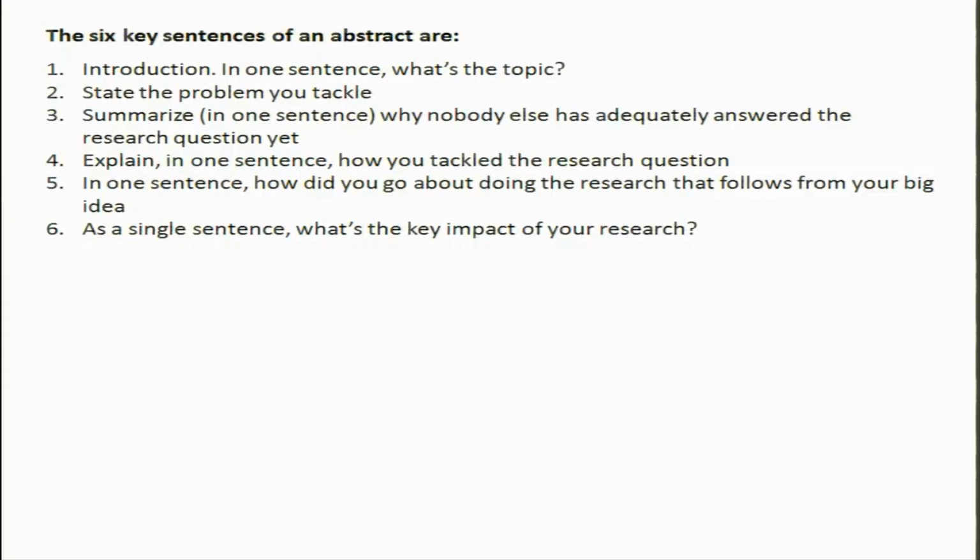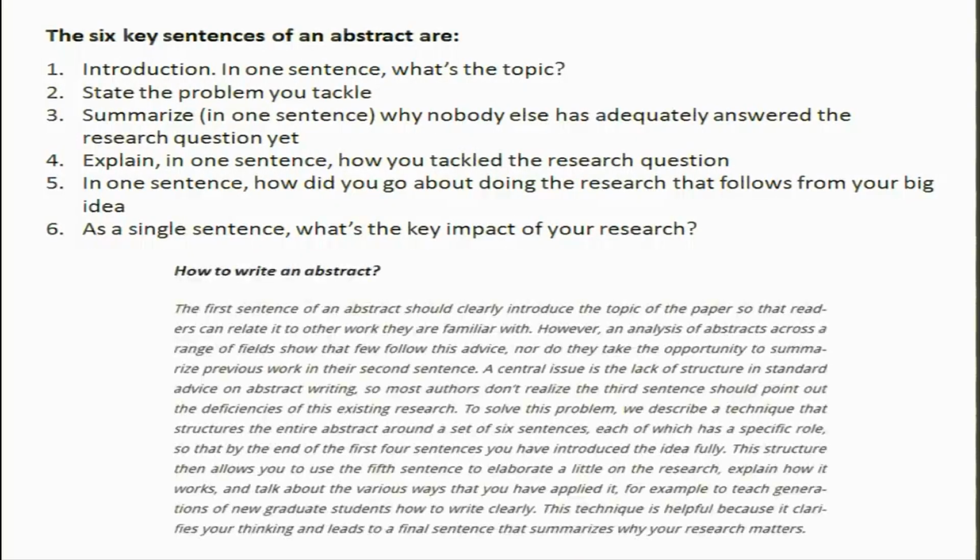Third, you have to summarize in one sentence why nobody else has adequately answered the research question. Maybe you have used a different method, or you have devised some novel strategy, whatever it is. And then explain in one sentence how you tackled the research question, your approach, your method, you may develop a new model system and so on. And then the 5th sentence is, how did you go about doing the research that follows from your big idea? So what did you do? And finally you say what the key impact is that you are finding on the research domain, right?